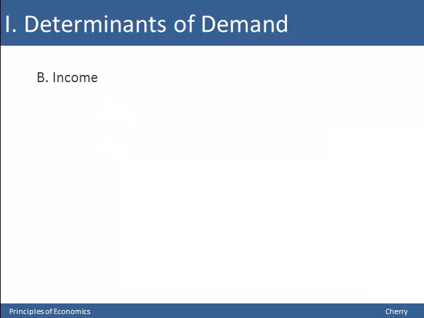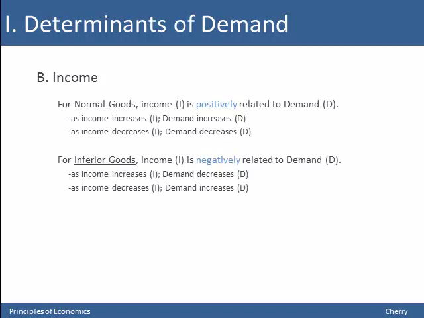So the second determinant of demand is income, right? So our income level is going to be a primary determinant of how much we purchase of a particular good or service, right? But it can have differential effects. It depends on the type of good. One, the normal goods, which we might consider the typical good, income is positively related to demand, right? And this is what we might suspect as the relationship of income increasing means you're going to buy more. So more income, more purchases. And if income decreases, you're going to buy less. But that only applies to normal goods.